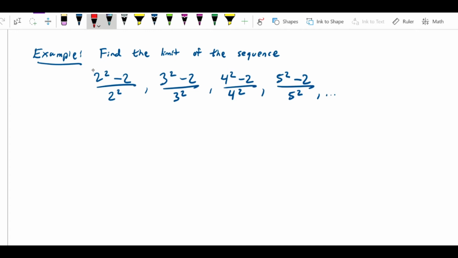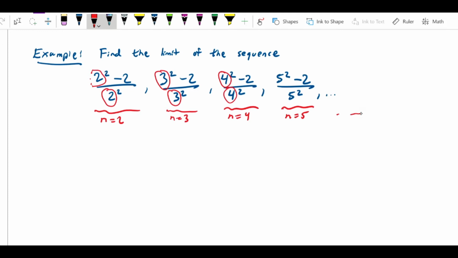If you notice, the only thing that changes in each of these terms are these numbers. Everything else is exactly the same. So it makes sense to say that that's just the index. Let's say this is the n equals 2 term, this is the n equals 3 term, this is the n equals 4 term, this is the n equals 5 term, and we're just going to keep going. Looking at the circled elements, we can read right off that the sequence has general term a_n equal to (n squared minus 2) over n squared, for n greater than or equal to 2.